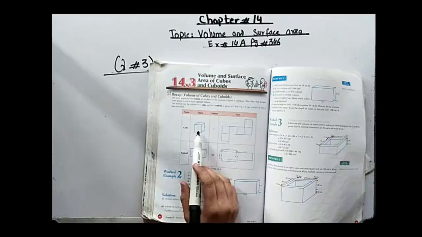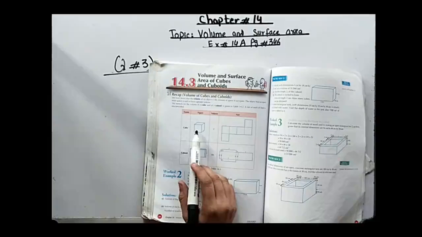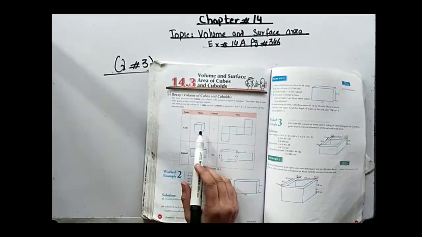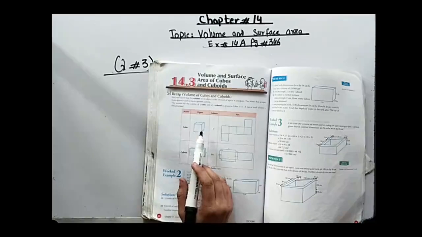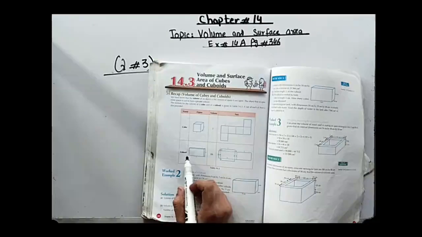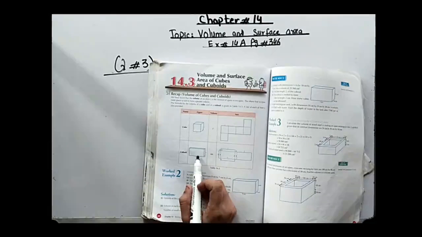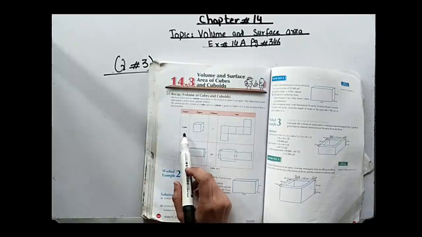Cube means this shape is called the cube. A cube has 6 square sides. Each side of the cube is the same as a square. And a cuboid, you can simply say, has a rectangular shape. So these are the volume formulas.